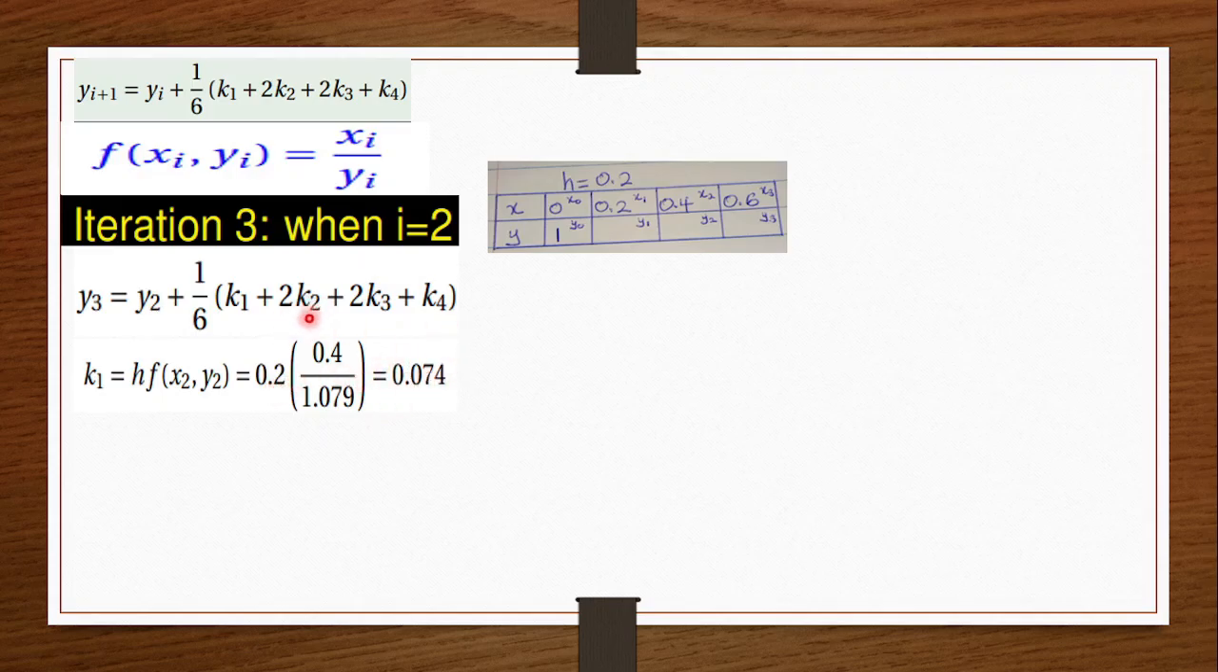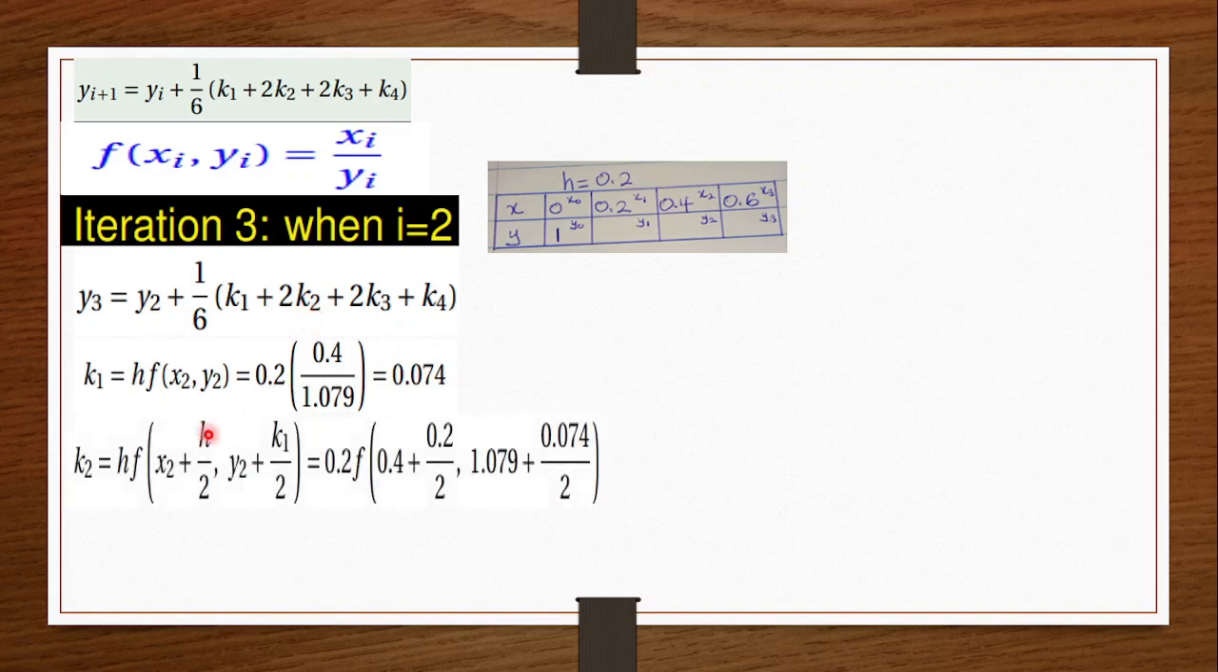Next is to find our k2 value. Again, for the k2 value, this is the formula that we had. We know x2, we know h, we know y2, and we know k1. So you put the values inside the formula here, and then this is our f. So we do the division. We simplify this portion here and this portion over here. We get a 0.5 and a 1.116. Then we divide them according to this one here, and then we multiply it and we get 0.09, right? So this will be our k2 value.